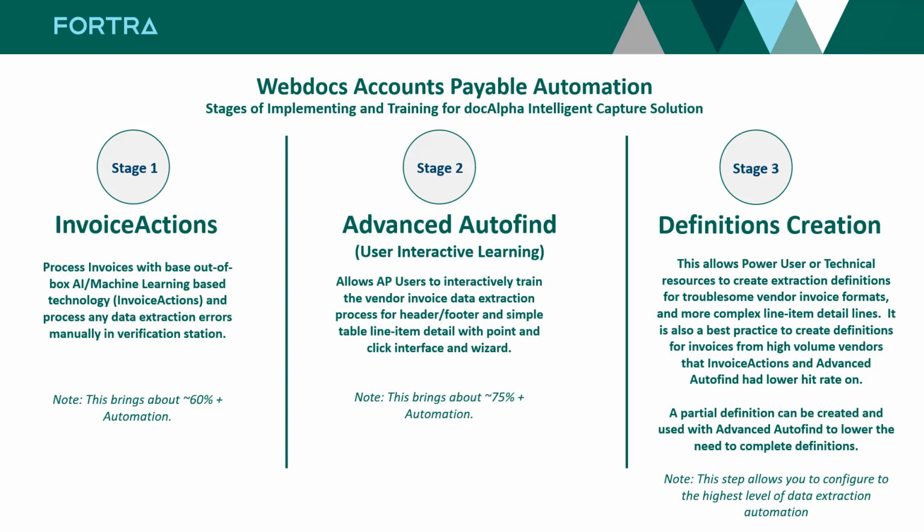Like in stage 1, which utilizes base AI and machine learning capability through the invoice actions feature. This stage sets up the foundation by using built-in AI algorithms to process standard invoices and identify common patterns automatically. In this stage, while the majority of the work is automated, there are still situations where manual verification is needed to handle data extraction errors. This verification process ensures accuracy and addresses discrepancies.